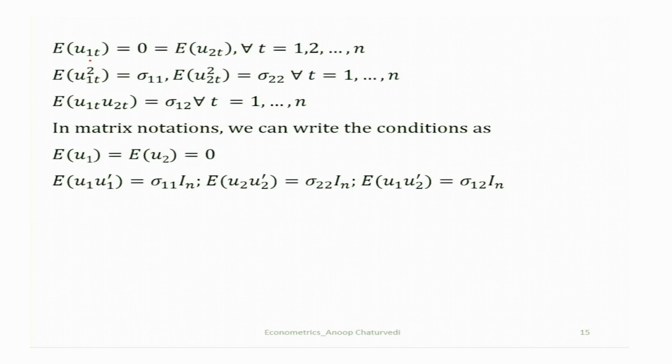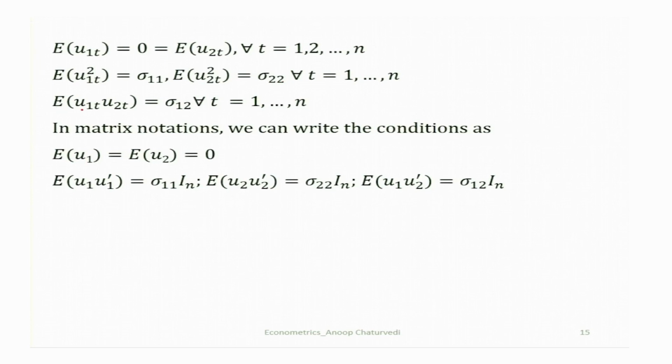Then we assume that the expected value of u1t is equal to 0, and this is equal to the expected value of u2t for all t equal to 1 to n. And then the expectation of u1t squared is equal to sigma 1 1, and the expected value of u2t squared is equal to sigma 2 2 for all t equal to 1 to n. So, if you look at the two equations separately, then for both the equations the usual assumptions of the multiple linear regression model are satisfied. For the first equation, the expected value of u1t squared is equal to sigma 1 1 for all t. Similarly, for the second equation also.